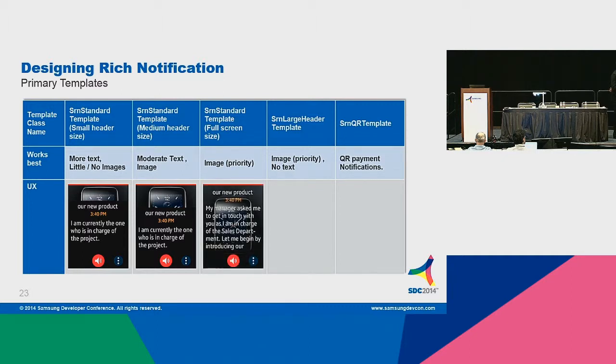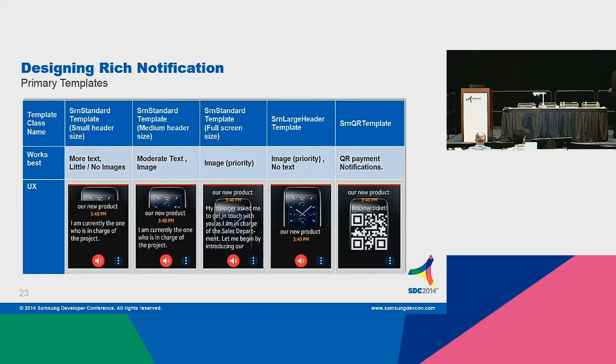You have a notification where the image is a priority. So you use the SRN standard template with full screen size. And if you have no text, then use the large header template. And for QR, you can use the SRN QR template class.